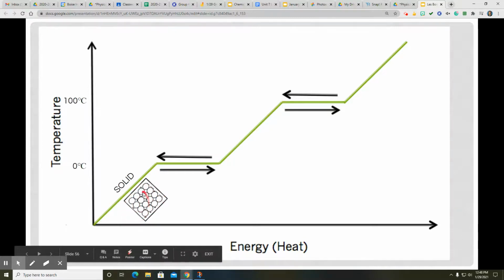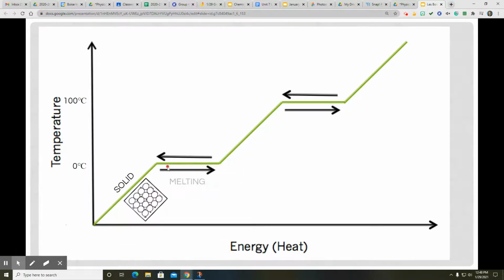These molecules don't have a lot of energy, but as I increase that energy, I'm going to get to my melting point. As I melt it, I'm going to then become a liquid. And these are molecules with a little bit more energy. And then as I continue to heat it, because I'm going up my curve here, I'm going to get to boiling. And boiling will change that state of matter into a gas, and these molecules have the highest amount of energy.